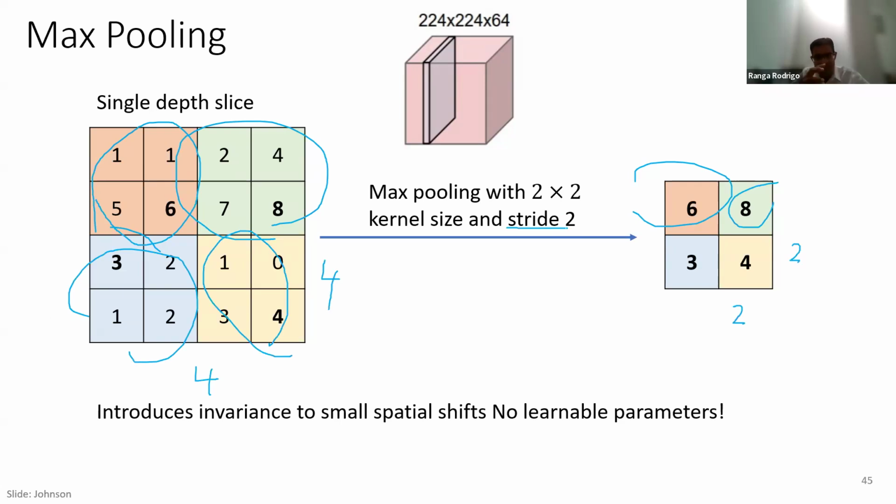Okay, so that's what max pooling is. It's a kind of compression then. I mean, it looks like compression, and you lose information. Why do we do that?